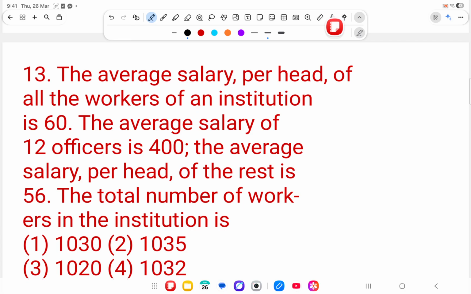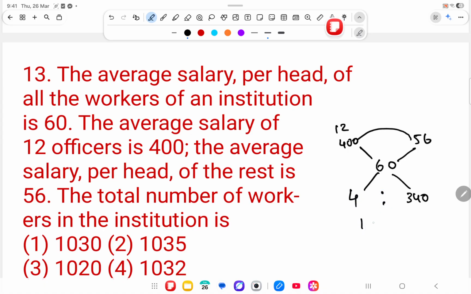Yes. The average salary per head is 60. The total is given as 60, and the 12 officers average is given as 400. The average salary per head of the rest of the people is 56. What I told, the average of the total must be between these both. Yes, it is. Now take the difference. It's 340 and the difference is 4. 4 to 340, that is 1 is to 85.